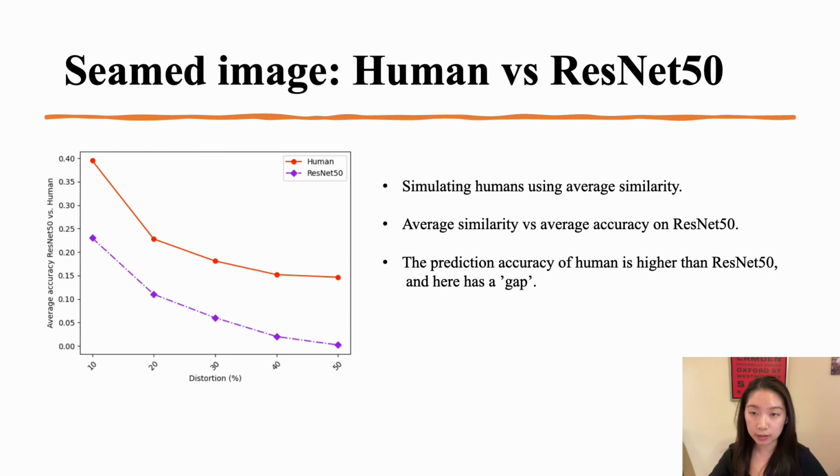If we compare the results of seamed images under ResNet 50 and simulated human perception, it can be found that the classification ability of both human and machine learning decreases as the distortion rate increases. But the human recognition ability is higher than machine learning, and there is always a gap between them.